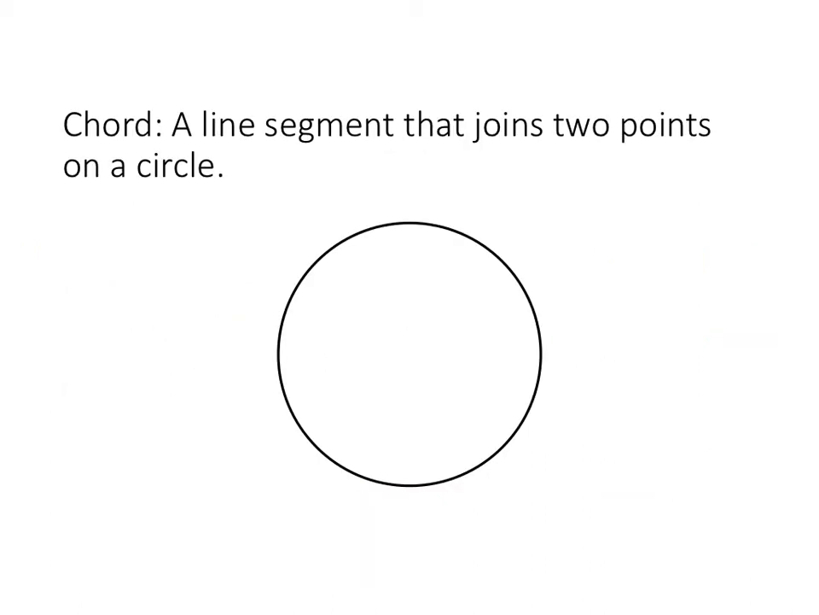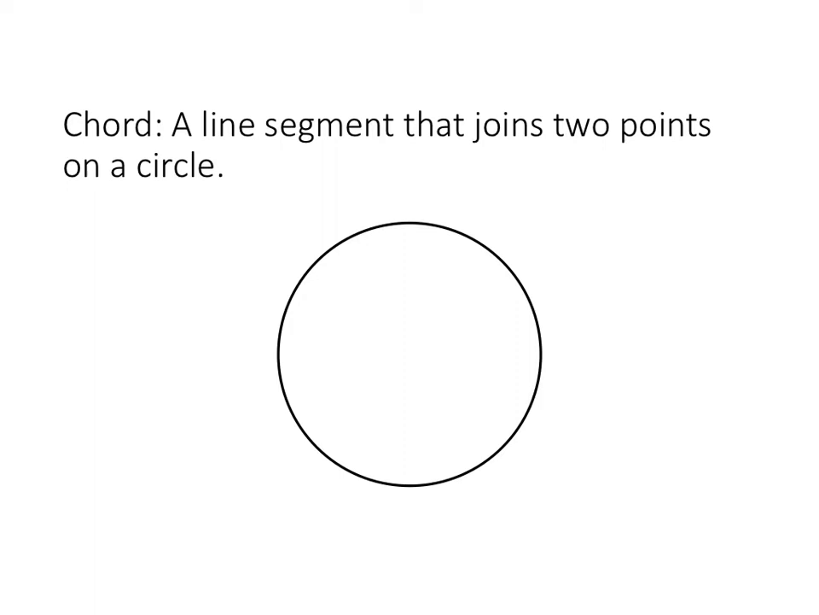So jumping into this week's topic for circle geometry, we're going to be talking about chords. So remember, last week, a tangent is a line that intersects our circle at one point. So this line here would be a tangent. This week, though, we're talking about something a little bit different.